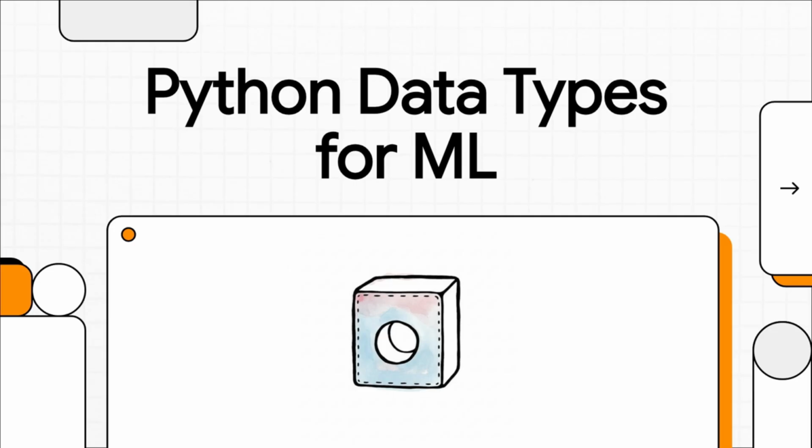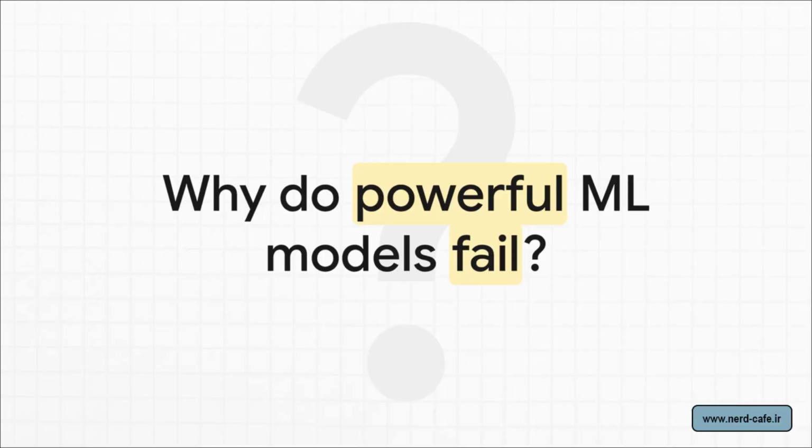So let's kick things off with a question I'm pretty sure we've all screamed at our computers at some point. You know the feeling, right? You've got this incredible model architecture, you found the perfect data set, you hit run, you're feeling good, and then, bam, it all just falls apart with some error message that makes zero sense. So why? Why do these super powerful, super complex models just fail?